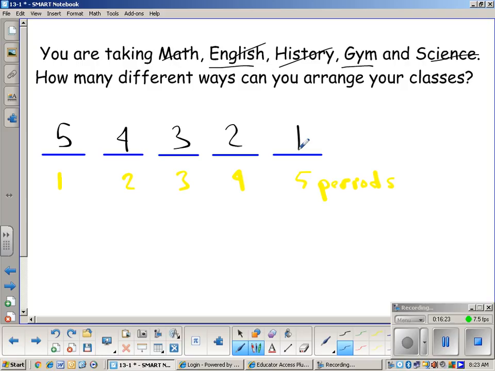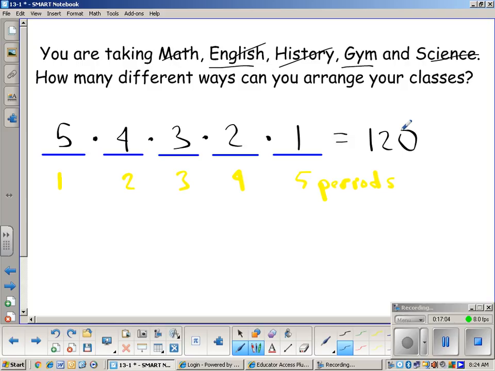Gym. Okay? So the basic counting principle says that 5 times 4 times 3 times 2 times 1 will tell us how many different possibilities I have for arranging those classes. Okay, and so what is 5 times 4 times 3 times 2 times 1? 120. Now, do we want to make a tree diagram for that? No, I don't. But we could. And the way we set that up would be very similar.